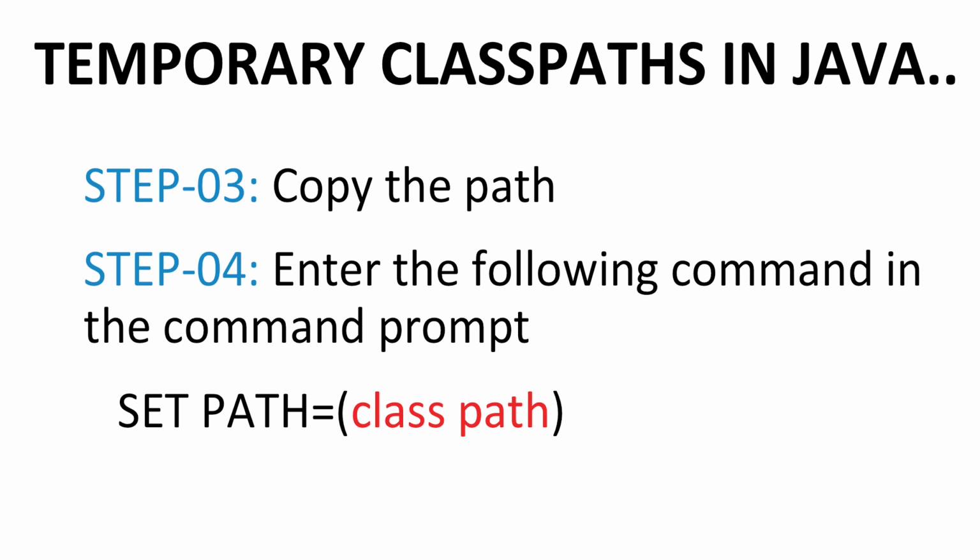Step 4, enter the following command in the command prompt. So what is the command? The command is set path equals to classpath. Here classpath is the address of that particular directory which we want to access or use. For example, JDK bin.